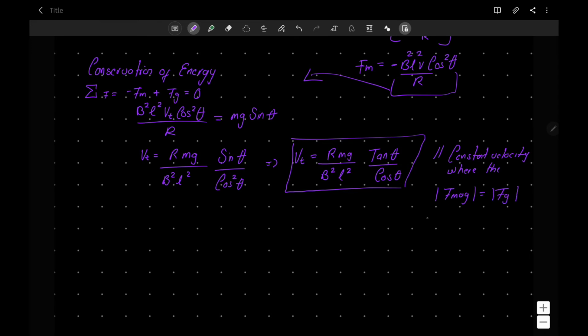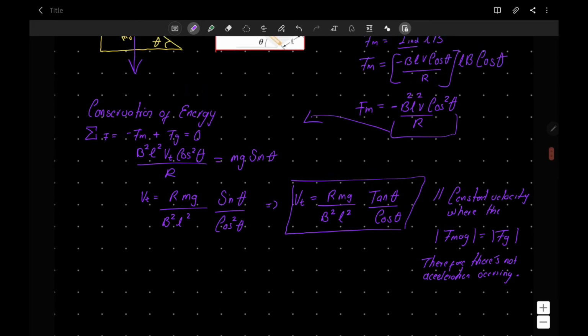Therefore, there is no acceleration occurring. That's so important. Okay, so that's the terminal speed.